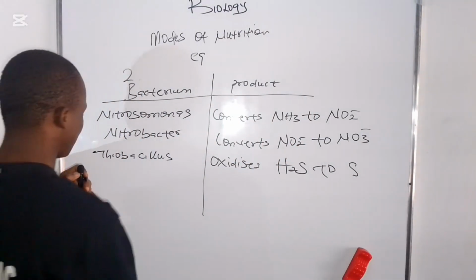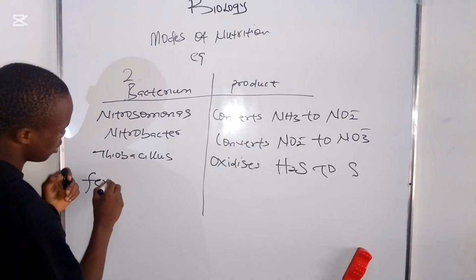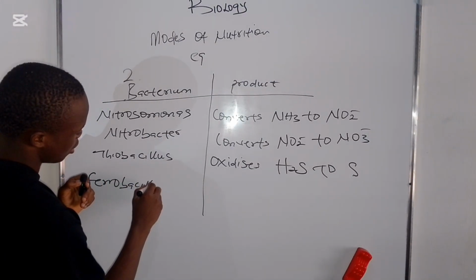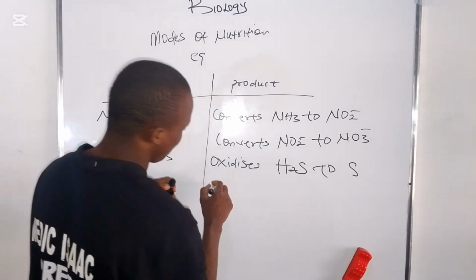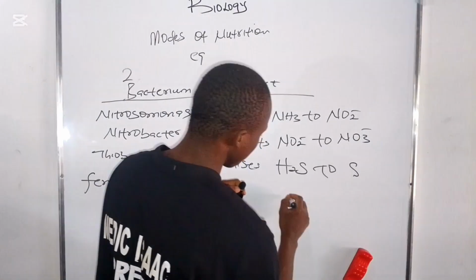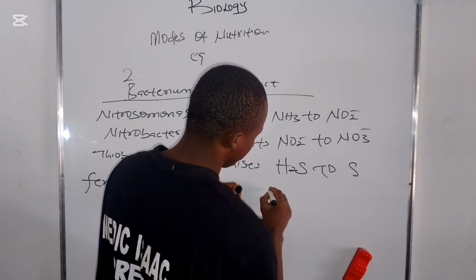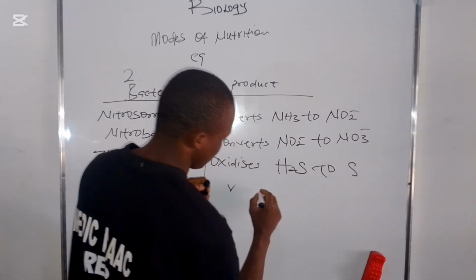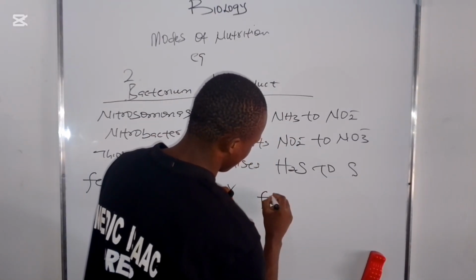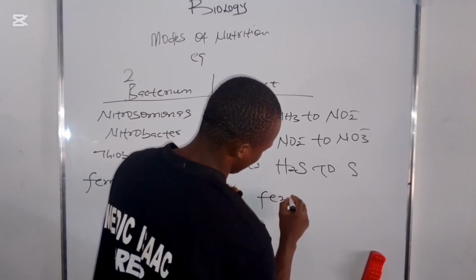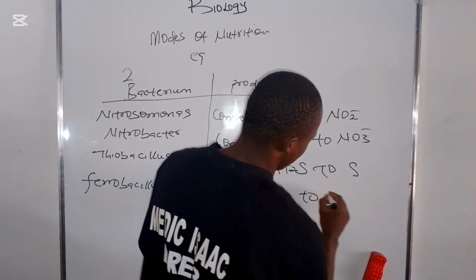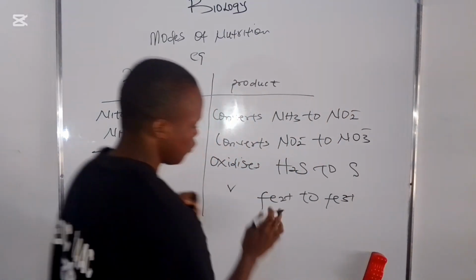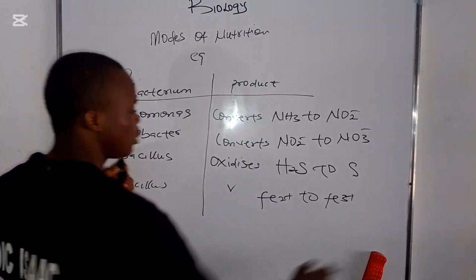Another one is ferrobacillus. What does this one do? It oxidizes ferrous ion. Okay, let me just give you the formula. It is Fe2+ to Fe3+. So ferrous to ferric ion. It's very important we take note of that.